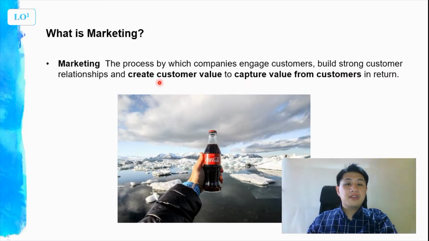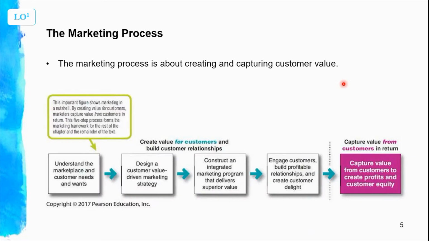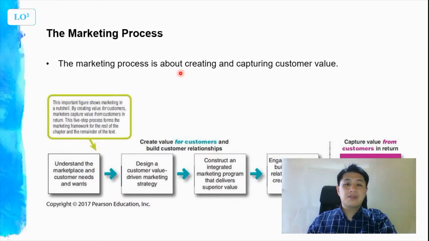When we talk about creating customer value, we're looking at providing the right marketing offerings for our customers. And when we capture value, this will be in terms of the purchases made by customers for the offerings that we provide. So looking at marketing, we'll look at what we know as the marketing process, and the marketing process summarizes creating and capturing customer value.